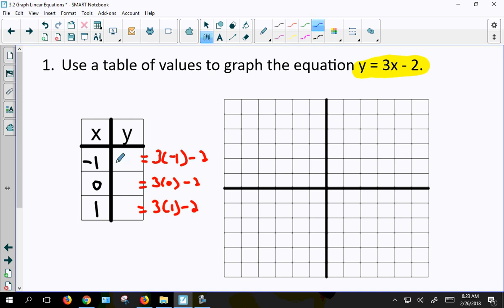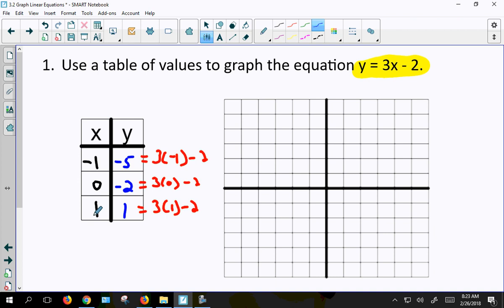This is negative 3 minus 2, which is negative 5. So when x is negative 1, y is negative 5. This is a basic input-output table. When x is 0, y is negative 2. When x is 1, y is 1, because 3 minus 2 is 1.